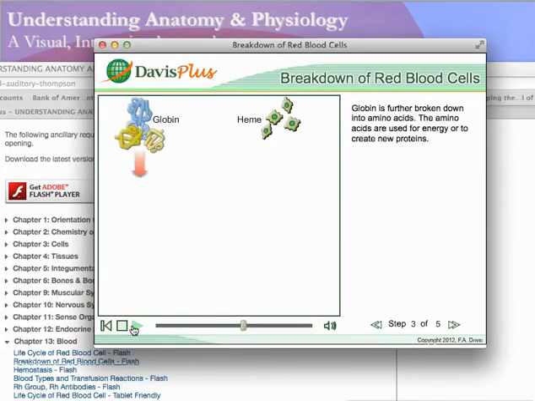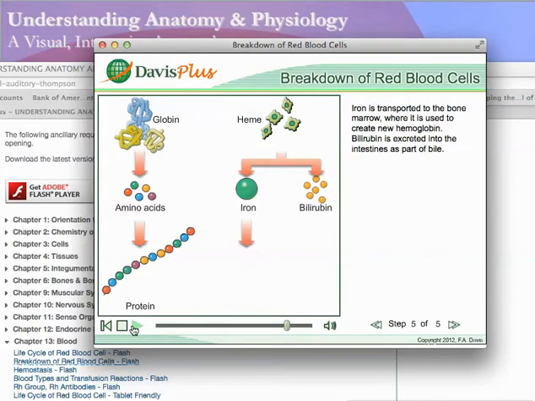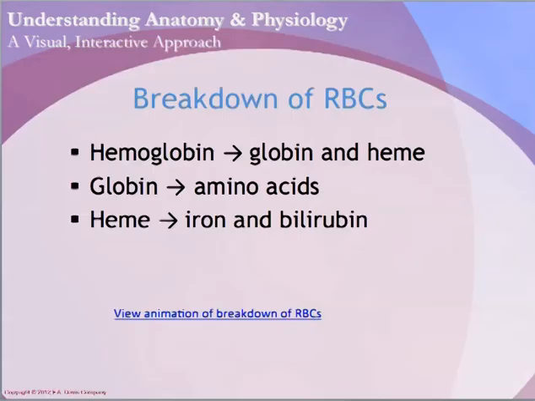Globin is further broken down into amino acids. The amino acids are used for energy or to create new proteins. Heme is broken down into iron and bilirubin. Iron is transported to the bone marrow, where it is used to create new hemoglobin. Bilirubin is excreted into the intestines as part of bile. So just a recap of what I just told you.